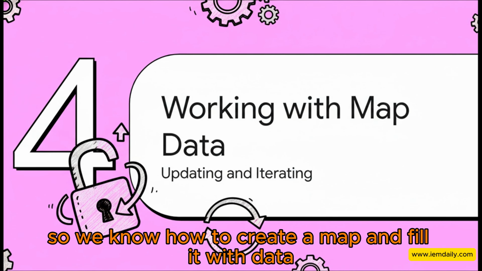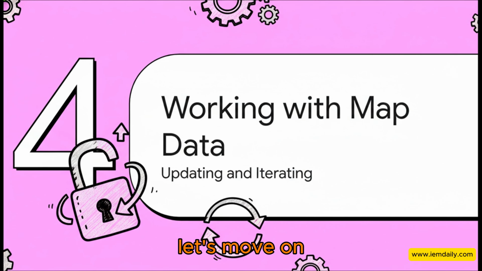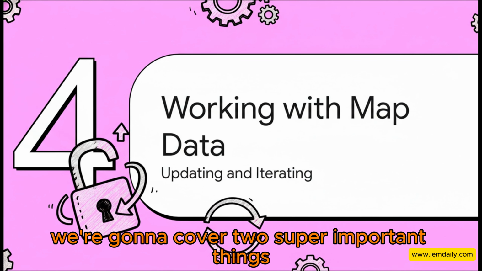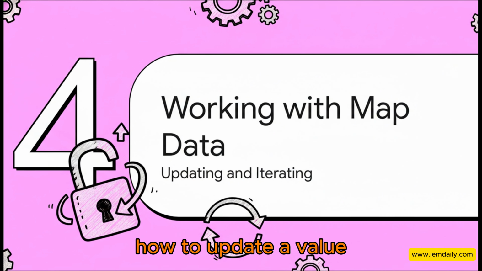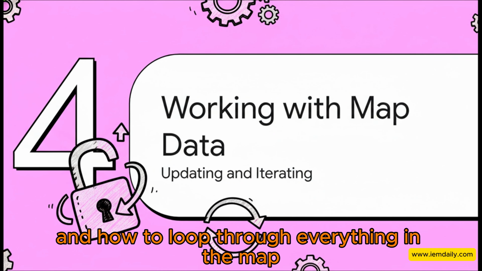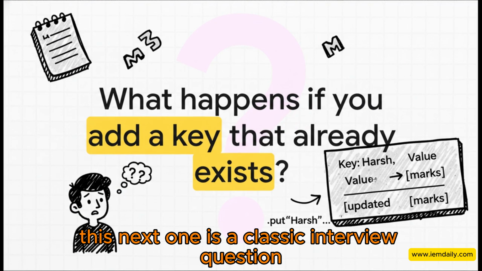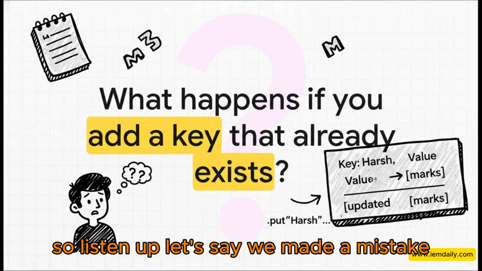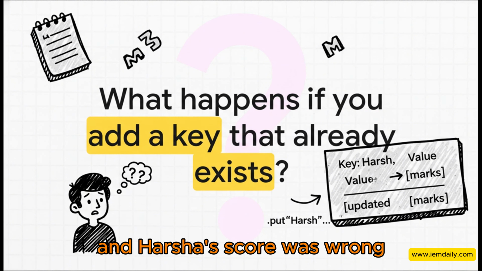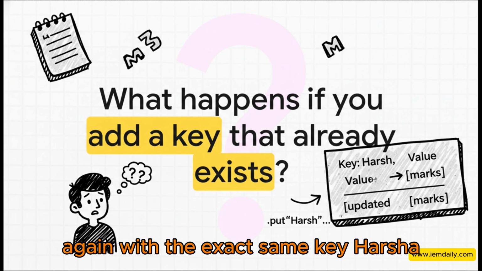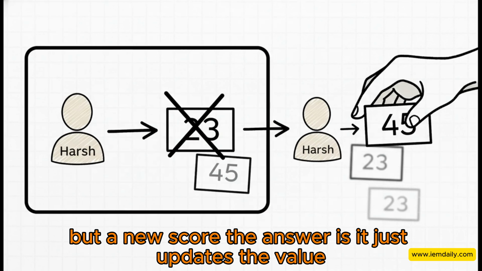Okay, so we know how to create a map and fill it with data. Let's move on and learn how to actually work with that data once it's in there. We're going to cover two super important things: how to update a value and how to loop through everything in the map. This next one is a classic interview question, so listen up. Let's say we made a mistake and Harsh's score was wrong. What do you think happens if we use the .put method again with the exact same key, Harsh, but a new score? The answer is it just updates the value.